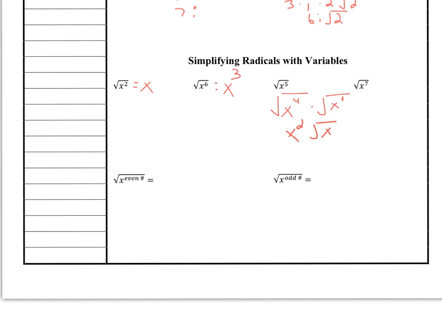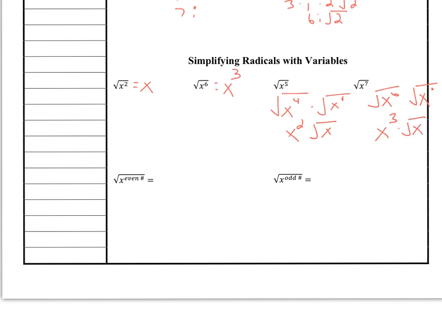Same with the x to the 7th. We're going to break that up. So we ask ourselves, what is the largest number underneath 7 that I can divide by 2? And that number is going to be x to the 6th. So we have a square root of x to the 6th, and then an x to the 1st, which we don't really need to write as x to the 1st. We halve the 6 and get x cubed times the square root of x.